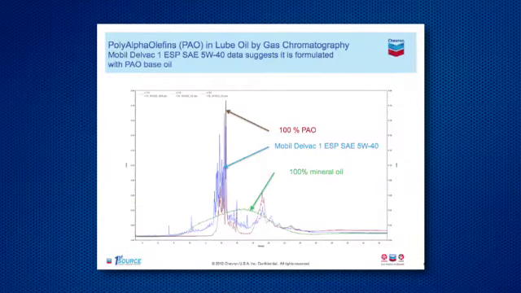So the other piece we did was we said, okay, let's take a look at the full formulation. So we did some testing on some of our Delo 400 product versus some full synthetic engine oils. Now these products are in the US, but they're the highest levels that you can get on synthetic products. So we tested Mobil Delvac 1, ESP, which stands for Extended Service Protection, SAE 5W40. So what this chart tells you is this.